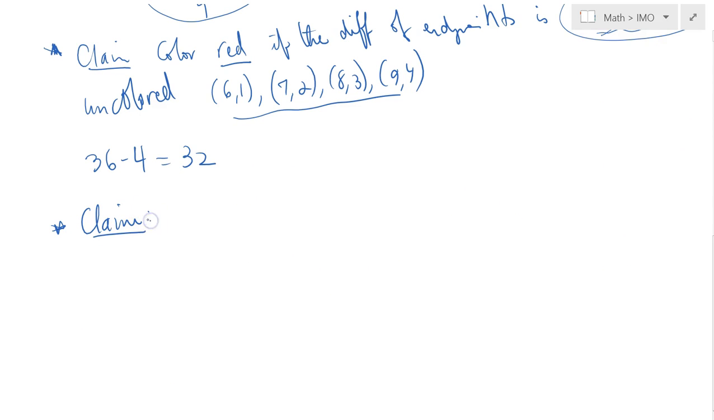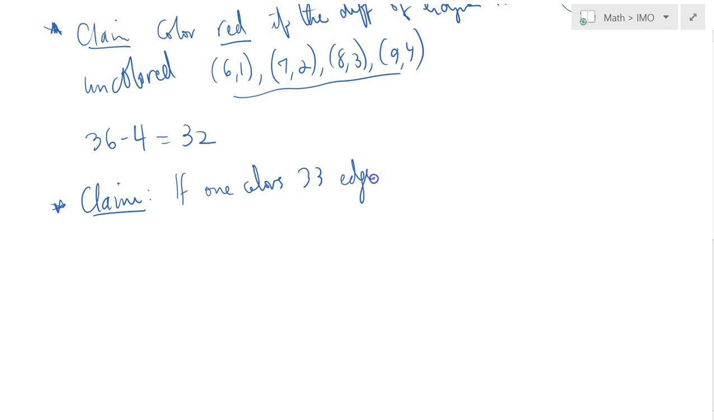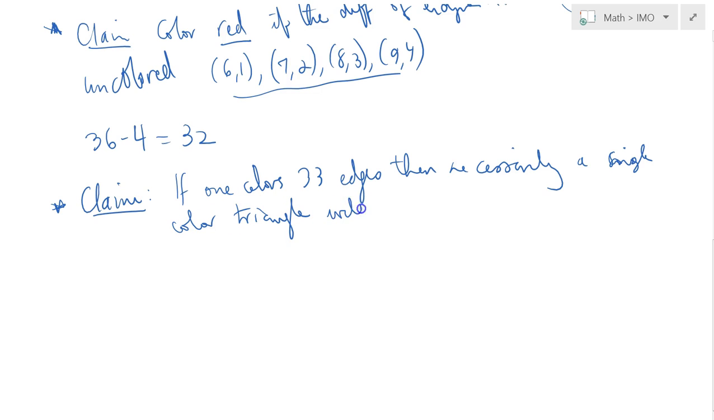So I claim that if one colors 33 edges, then necessarily a single color triangle, either blue or red, when I say single color, will emerge.